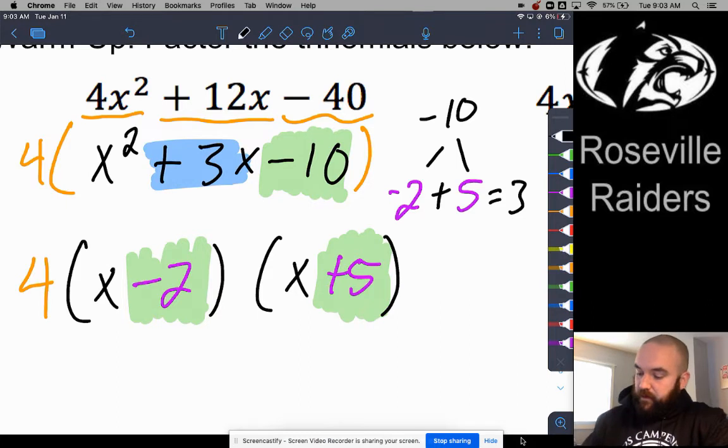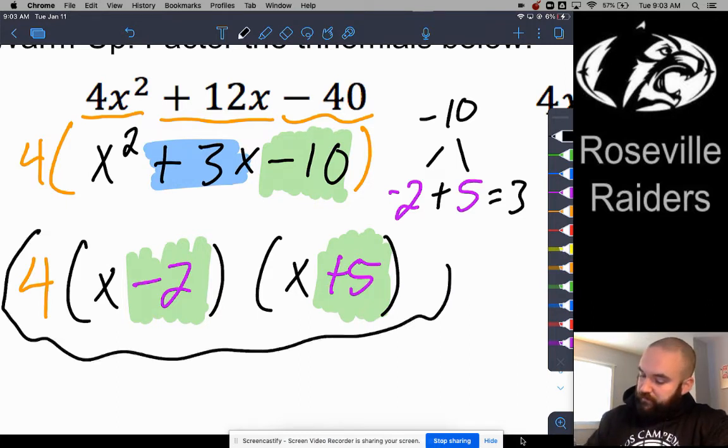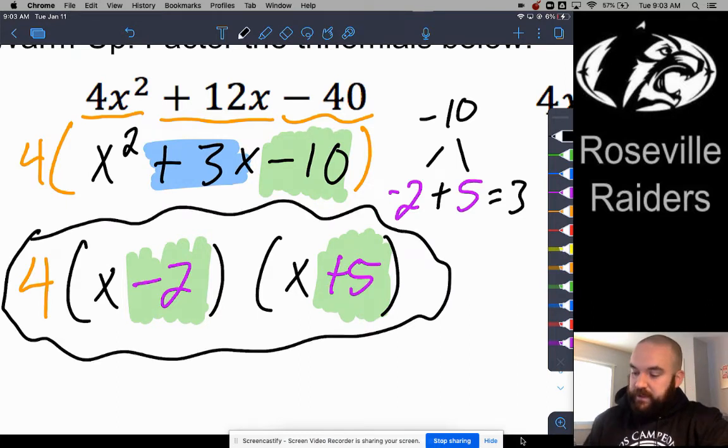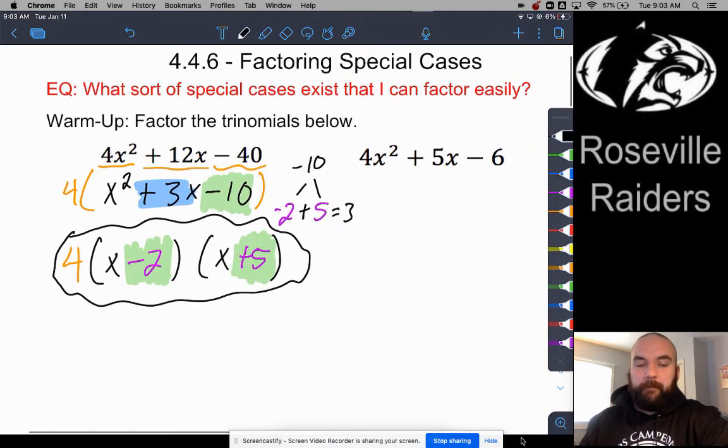And then we have our GCF of 4 out front. So this right here is our factored form, the factored version of the first example.